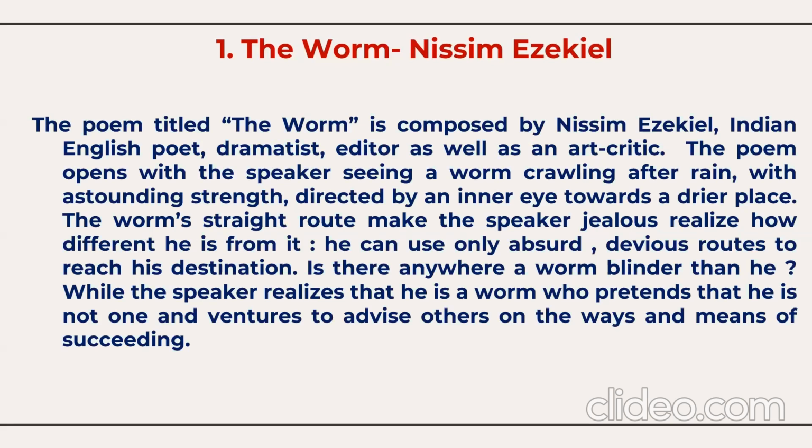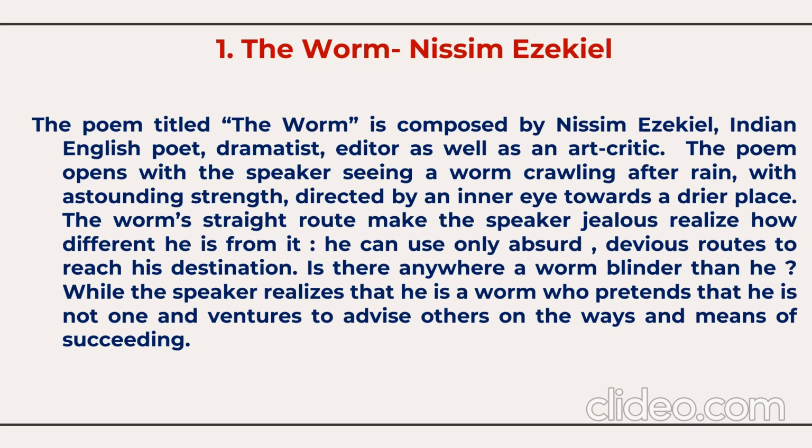The poem titled The Worm is composed by Nissim Ezekiel, an Indian English poet, dramatist, editor, as well as an art critic. The poem opens with the speaker seeing a worm crawling after rain with astounding strength, directed by an inner eye towards a drier place. The worm's straight route makes the speaker jealous, and he realizes how different he is from it. He can use only absurd or devious routes to reach his destination. Is there anywhere a worm blinder than he?